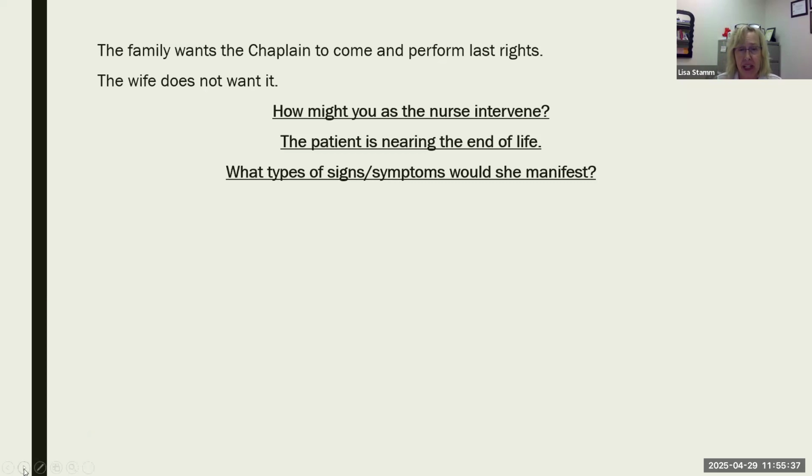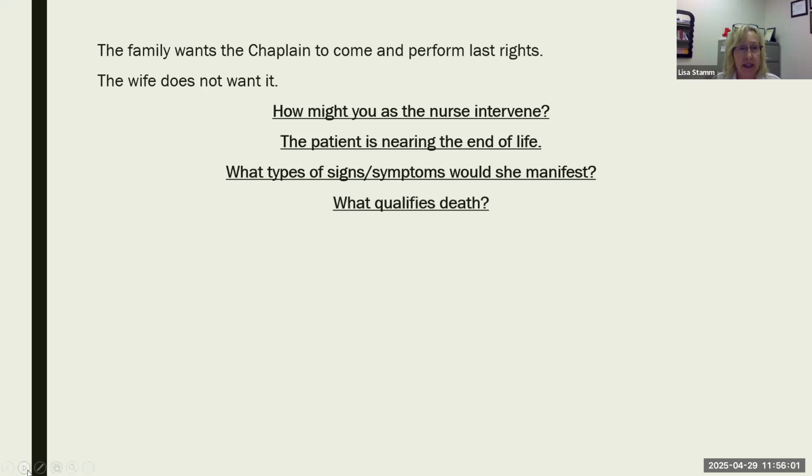Have you heard of visioning, where patients will vision things that are not necessarily there? They'll see loved ones that have passed on, have conversations with them. A lot of very interesting research out there with the dying process.